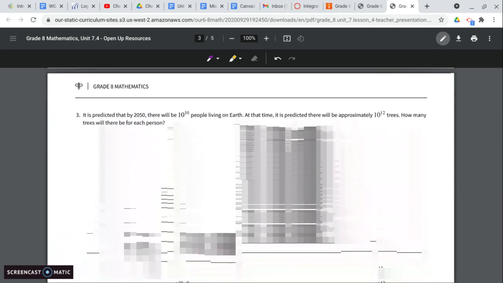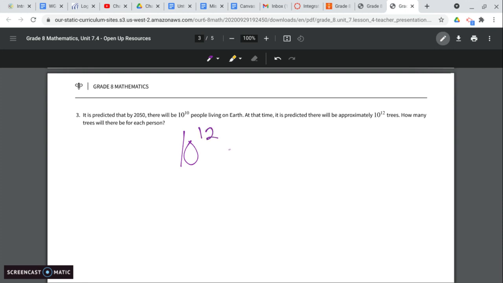It's predicted that by 2050, there will be 10 to the 10th people living on Earth. At that time, it's predicted there will be approximately 10 to the 12th trees. How many trees will there be for each person? So we'd take 10 to the 12th and divide it by 10 to the 10th. So this equals 10 to the 12 minus 10, which is 10 to the 2nd. So everyone would have 100 trees for themselves. So each person would have 100 trees based on that logic. So that's what we are looking at there.